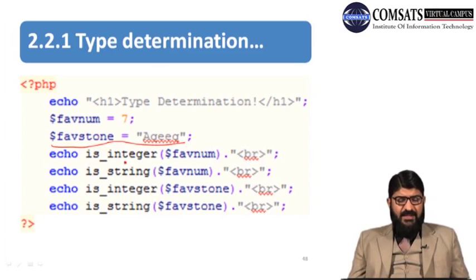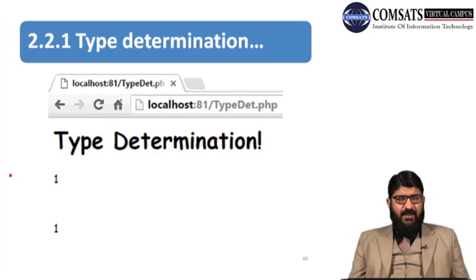So echo is integer or is string. So I've mentioned the particular. So the output is 1. Type determination हमने apply की. So the output is 1 applied. That is true. So it means it is Boolean function.